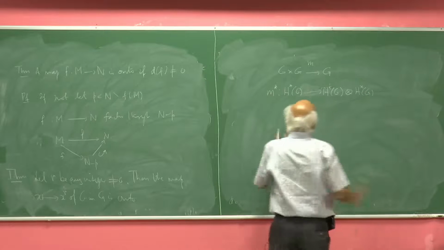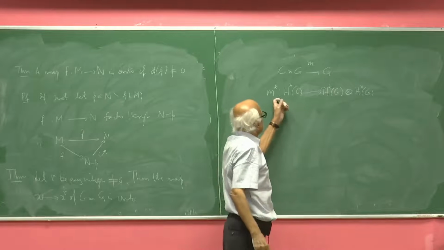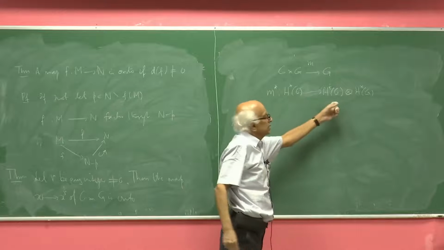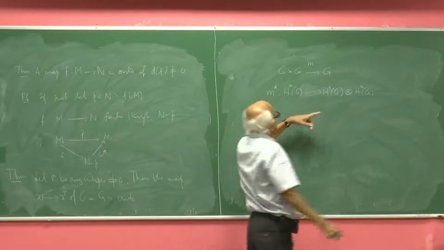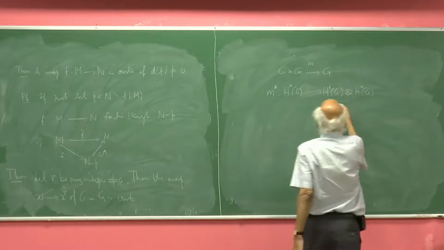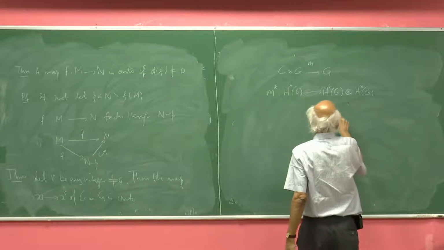It's cohomology with coefficients in R all the time. So we have a mapping M star from H star of G to H star of G tensor H star of G. This is a so-called Raghunathan relation which tells you H star of G cross G is this.